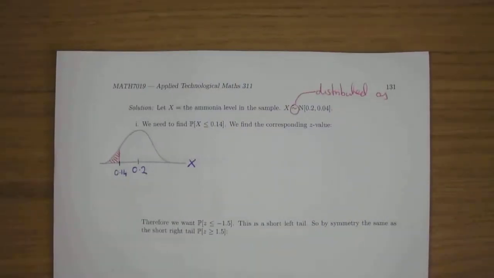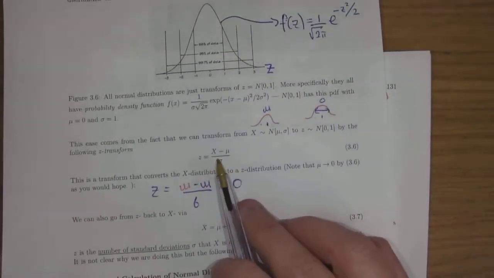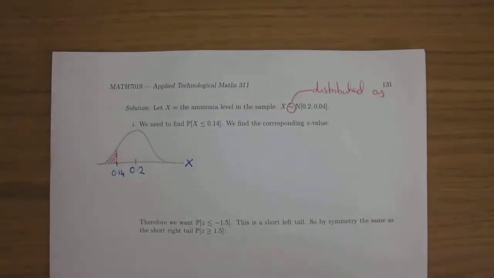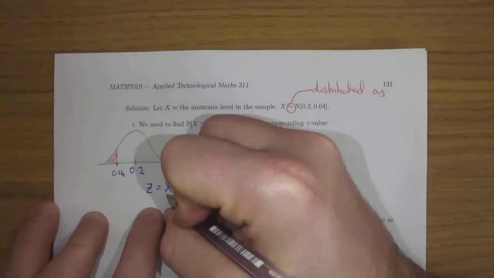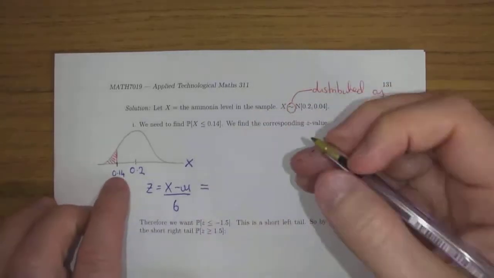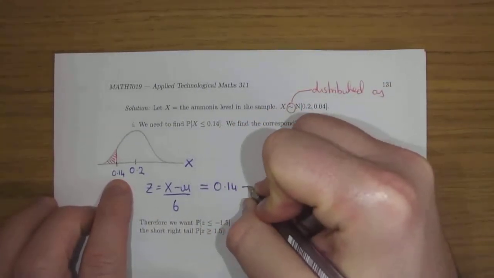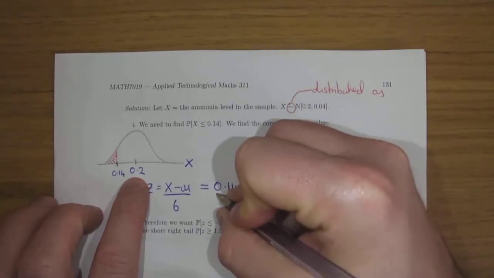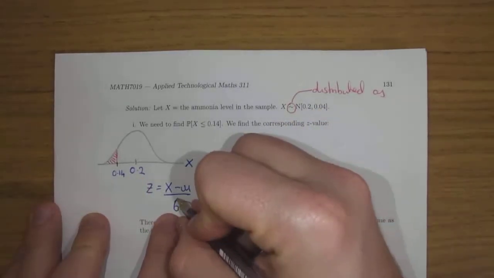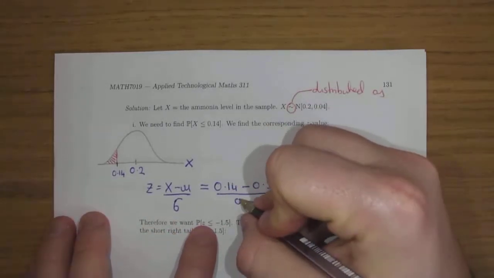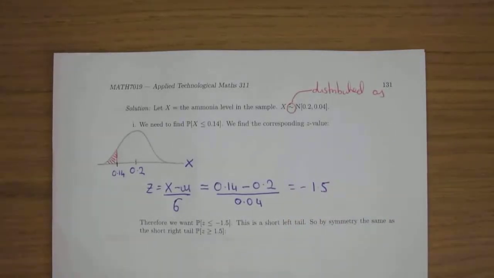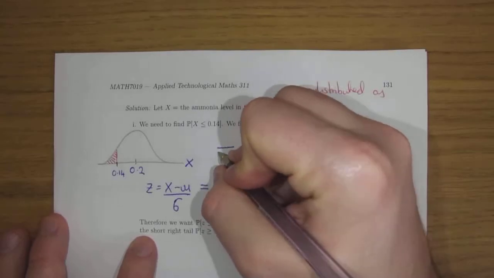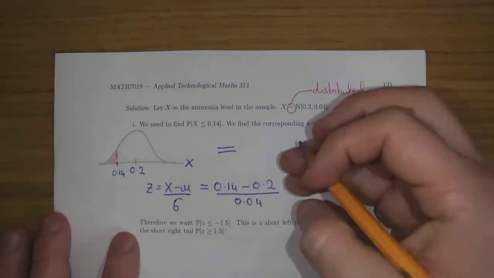So we're going to translate this question, and how we get the corresponding Z value is we use this thing. We could call this a Z transform. Now, it's actually not called that, but we'll do it anyway. The corresponding Z value is X minus mu over sigma. The X value that we're transforming is 0.14. The mu is the average, 0.2, divided by sigma, the standard deviation, 0.04. And apparently this is equal to minus 1.5. So the area that we're looking for is equal to a different area.